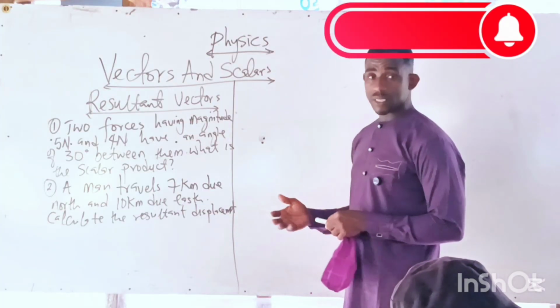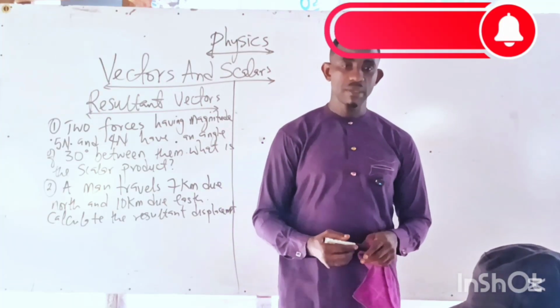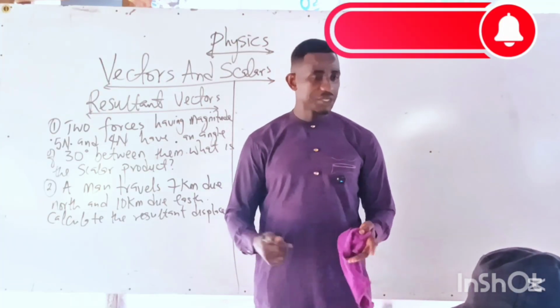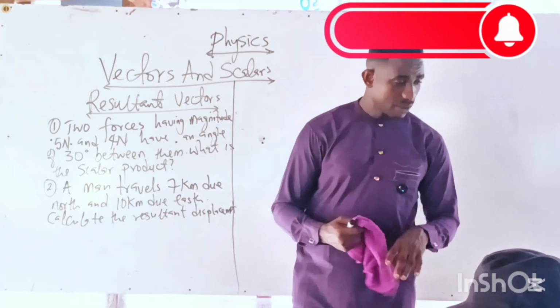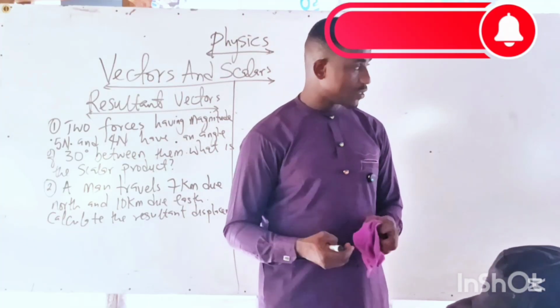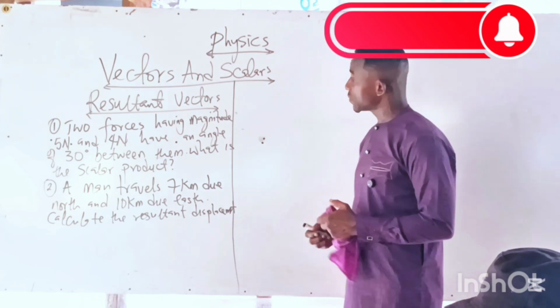A vector quantity has both magnitude and direction. A vector quantity is a physical quantity that has both magnitude and direction.